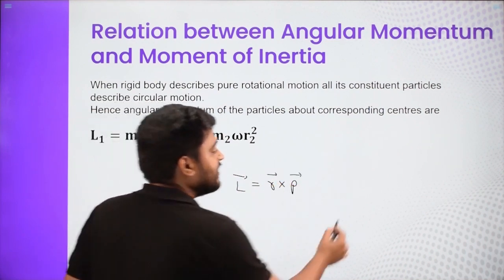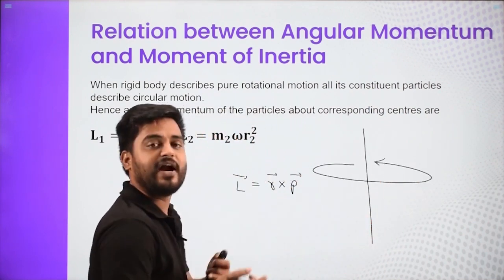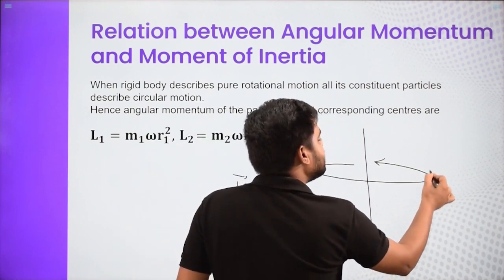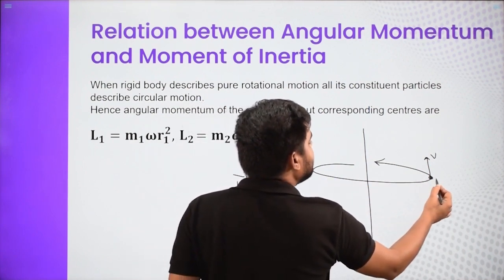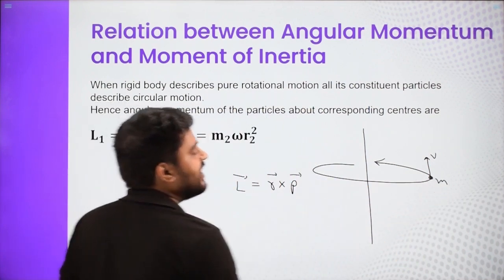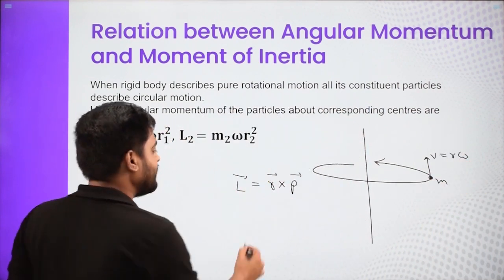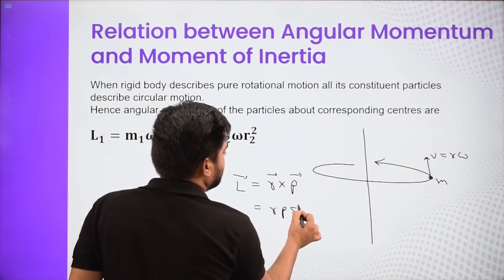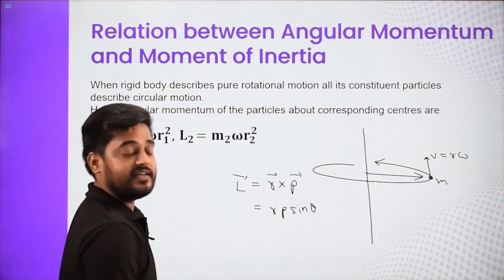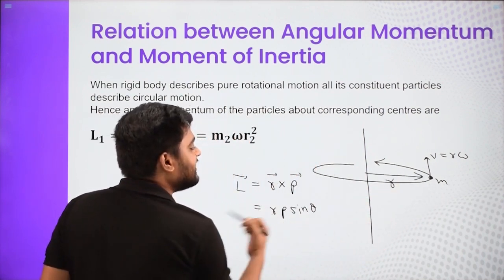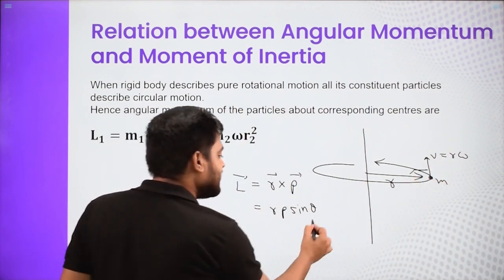See, this is the axis about which some particle is moving. It has a velocity which is tangential, perpendicular, in this horizontal plane, and it has mass m. So you will write that v equals r omega. And what about L? L is r cross p, or we can say r p sine theta. What is r? r is basically this position, and theta is the angle between this vector and this vector. This angle is already 90 degrees, so here it is sine 90 degrees.